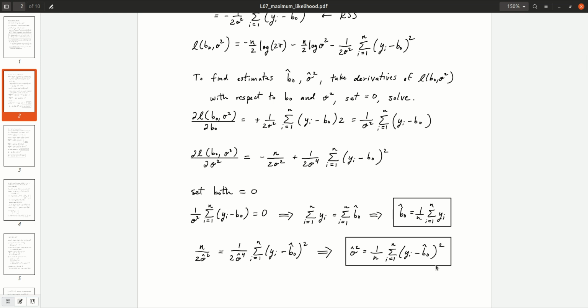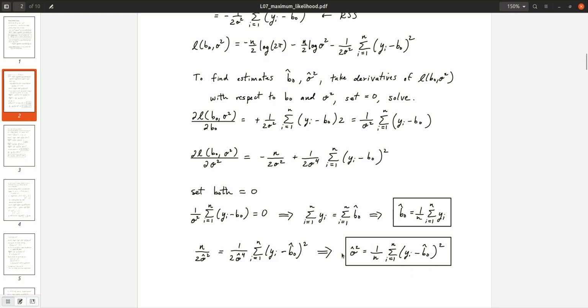Now let's take a second and look at these estimates. b0 hat is just the average of the yi's. That is exactly the same estimate we got when we minimized the sum of squares. So that's our first clue that maximum likelihood is doing something reasonable here. If we look at sigma hat squared, we get something close to what we got when we derived our own unbiased estimate for sigma squared. We get 1 over n times the sum from i equals 1 to n of yi minus b0 hat, squared.